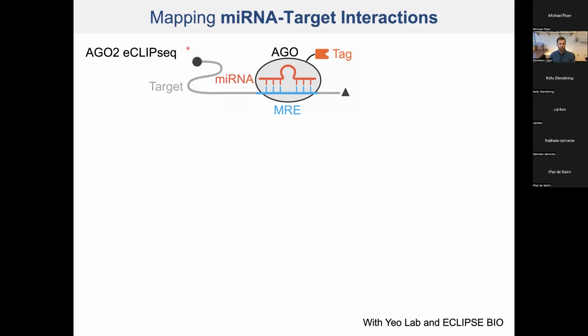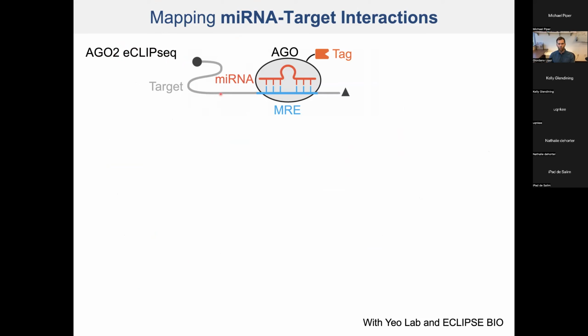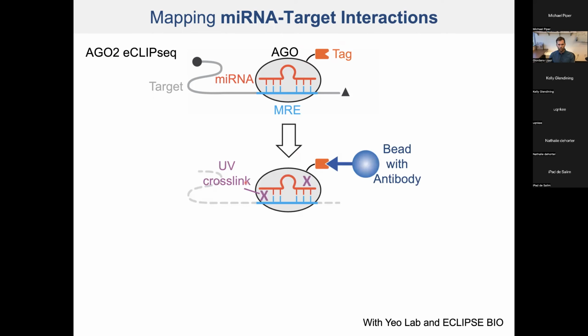And to be able to do this, we use this technology called AGO2 eCLIP-seq. CLIP stands for cross-linking and immunoprecipitation of AGO2. So what we have is a conditional version of AGO2 that expresses a tag. So for example, we can express it exclusively in Purkinje cells. And then we use UV light to cross-link this interaction, freeze this interaction between AGO, the microRNA, and the target. And then we use RNases to digest the part of the messenger RNA that is not protected by Argonaute.